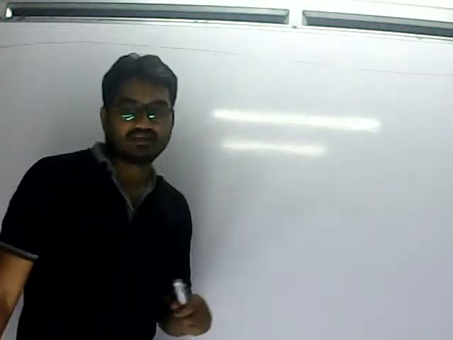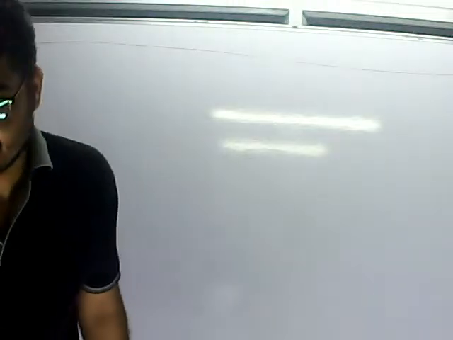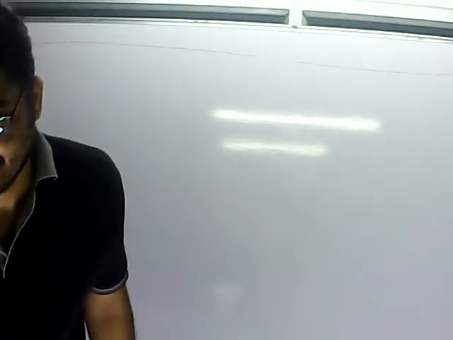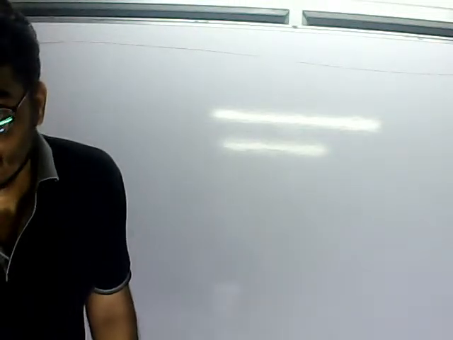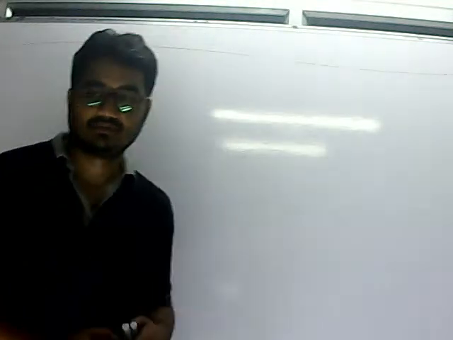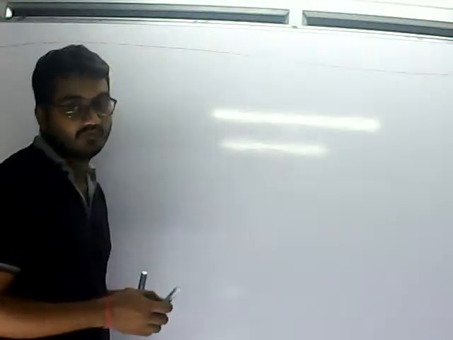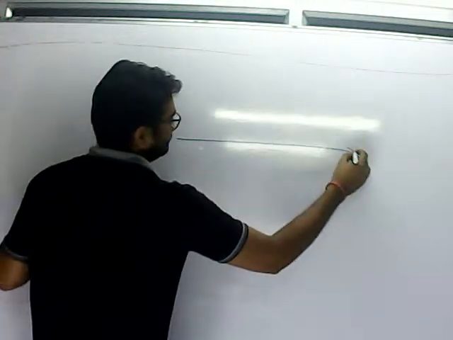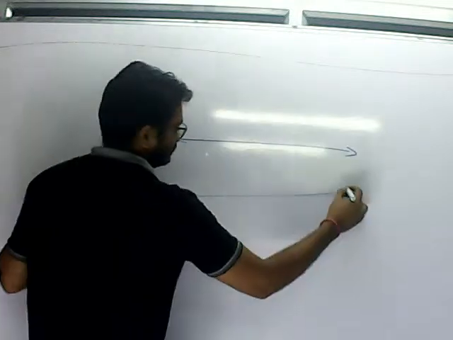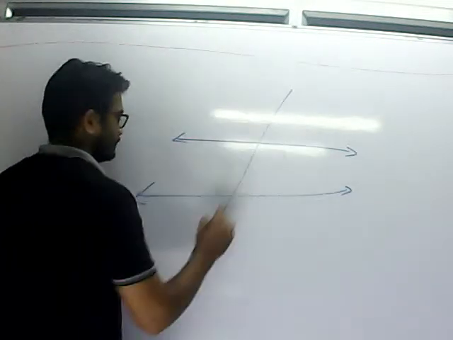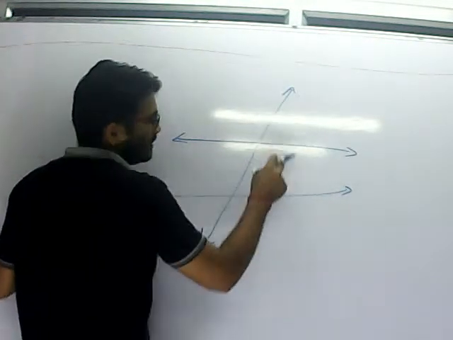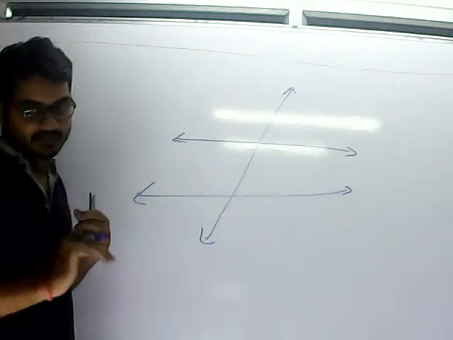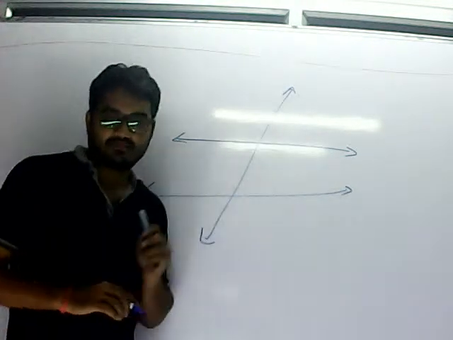Okay, now the concept is of parallel line and transversal line and their relations. So let us talk about that. What is the parallel line and what is the relation of that? Now suppose we are having three lines. So these two lines are not parallel. Let me clear first. Okay. Now this is called the transversal line.